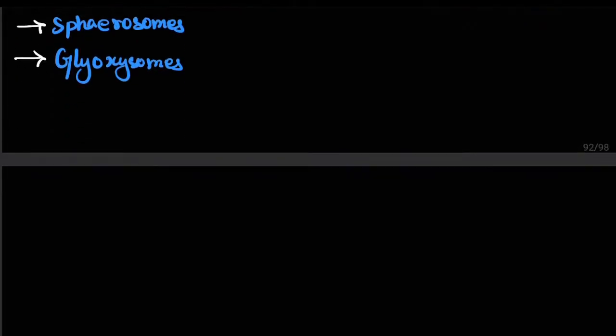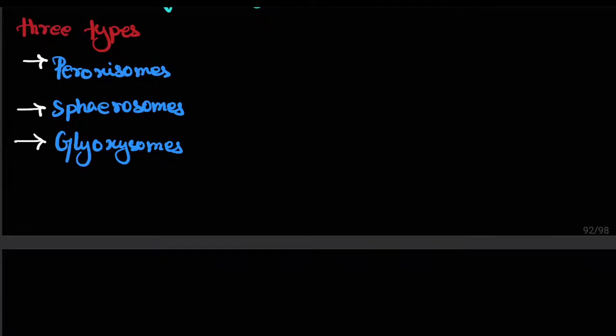See, these are the three different types of things. So what are these peroxisomes, glyoxysomes, then spherosomes? What are these all? First of all, I'll be giving you a general introduction to them. Then we will be just talking about them.